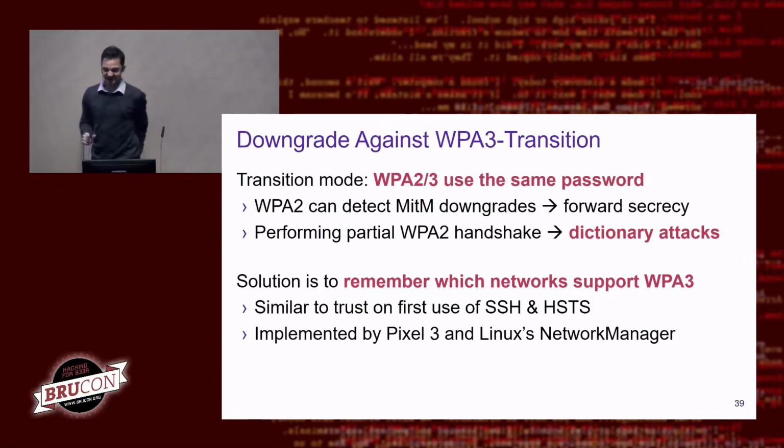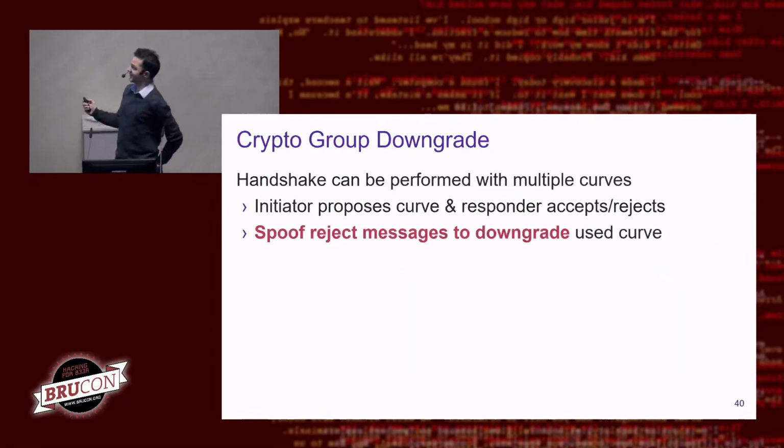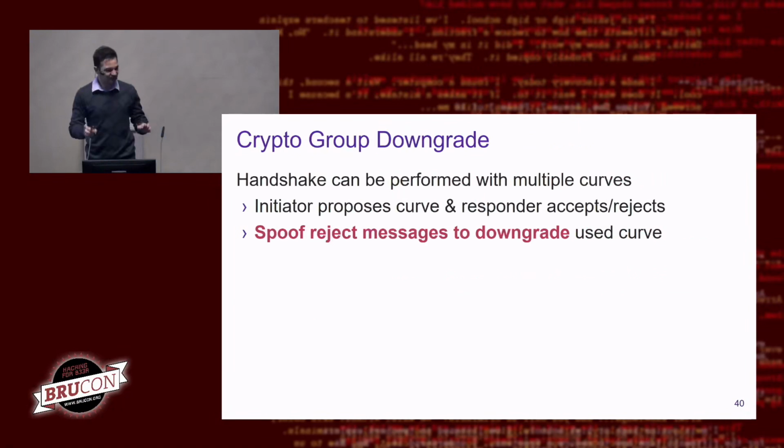There are more downgrade attacks. The second downgrade attack is a downgrade attack against a crypto group. Remember that we can execute the Dragonfly handshake using either mod-p groups or elliptic curves. And the question is, how do we negotiate which group we are using? Well, this is done very simply. The client basically proposes a group to be used when it decides to connect, and then the access point either accepts that group or it sends a reject message saying, hey, I don't support this group, use something else.